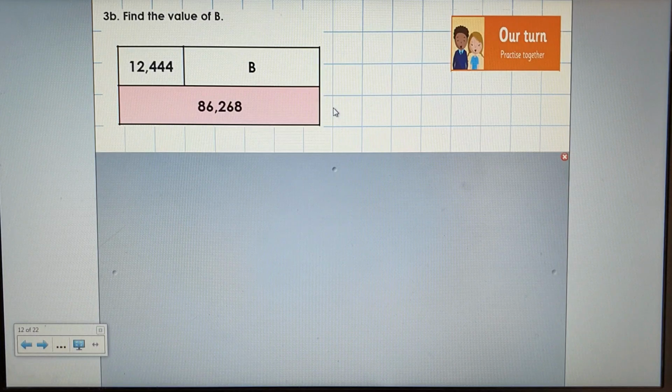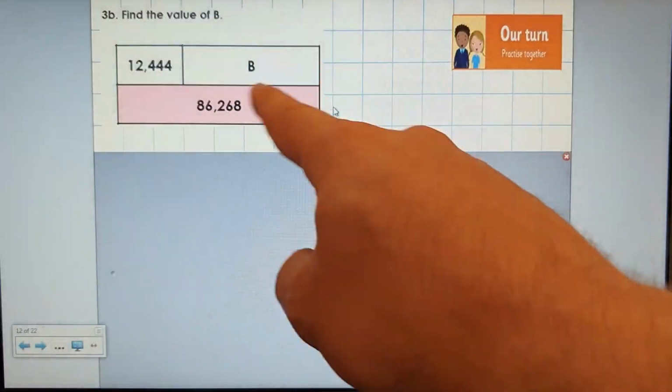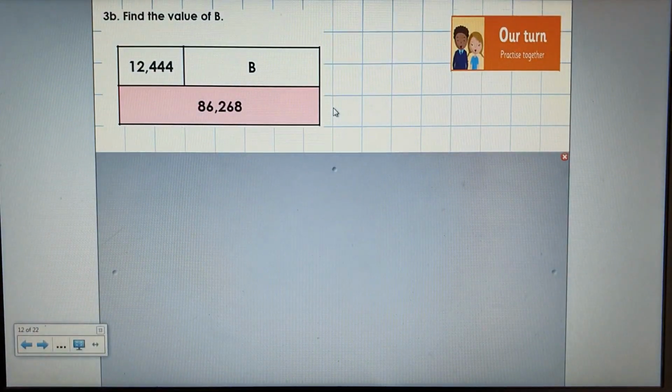So I'd like you to think on that, go away, have a little go. So pause the video and go and have a little go at that yourself. See if you can do a subtraction and come up with an answer for B.